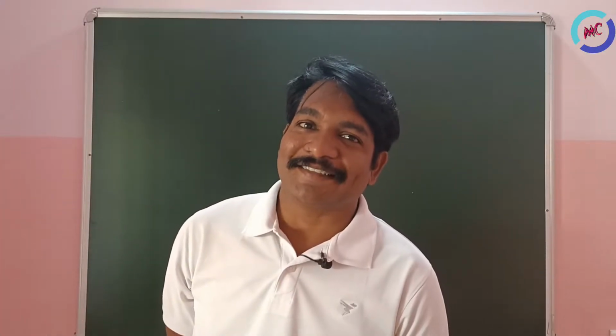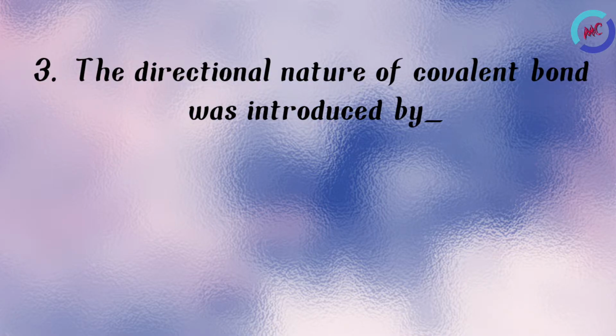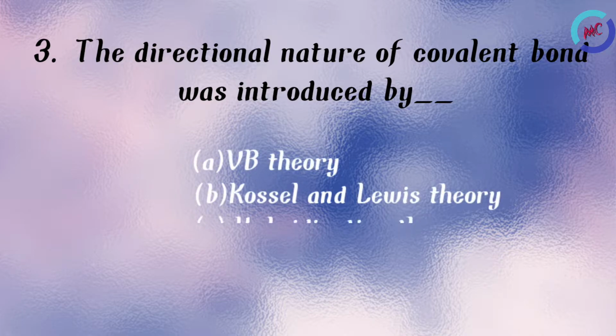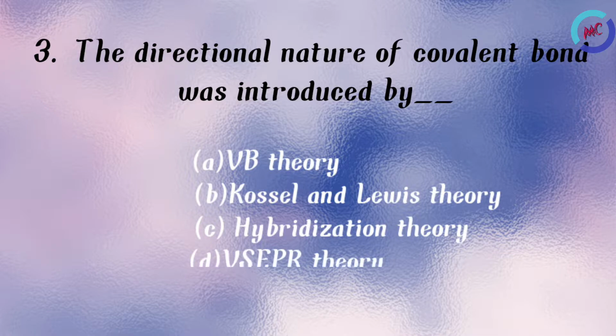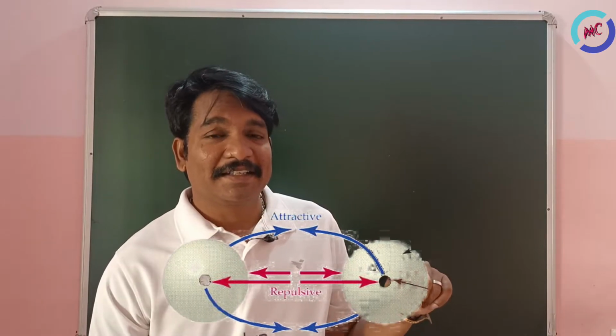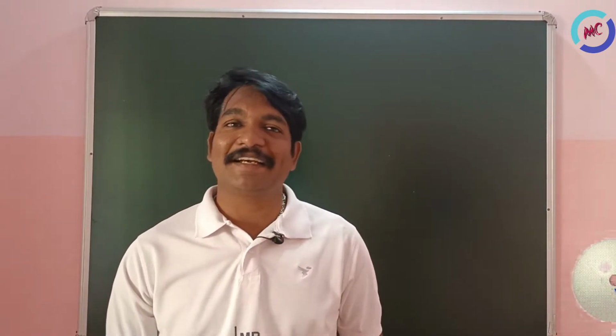We will start the third one. The directional nature of covalent bond was introduced by: option A, valence bond theory, option B, Kossel and Lewis theory, option C, hybridization theory, and option D, VSEPR theory. The directional nature of covalent bond was explained by the valence bond theory given by Pauling and Slater.